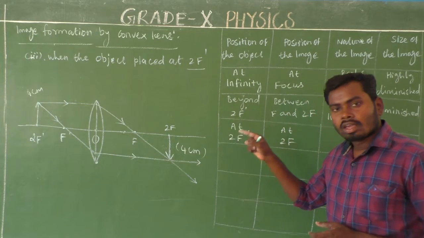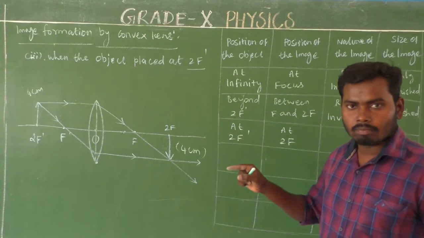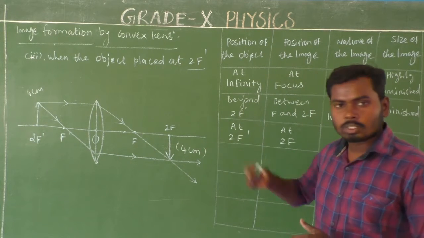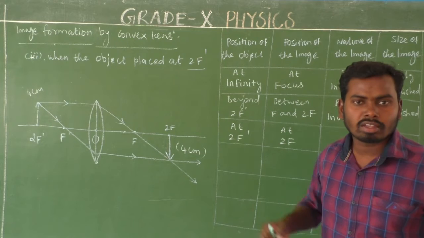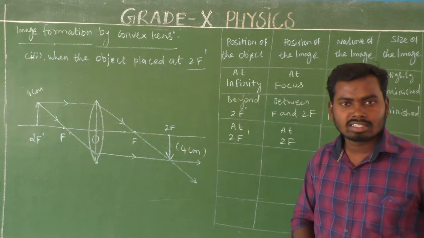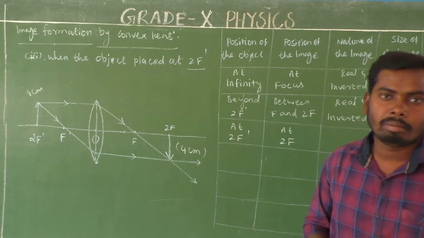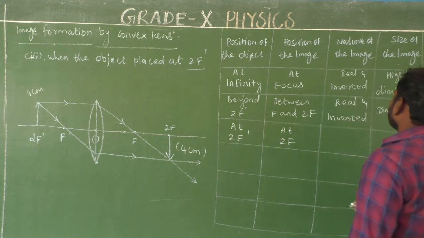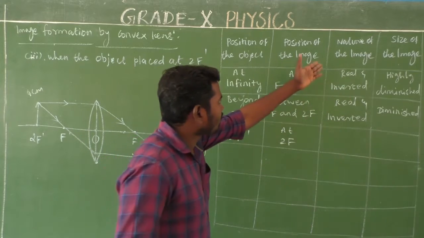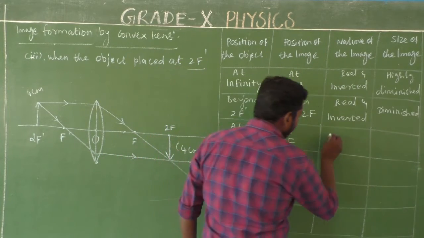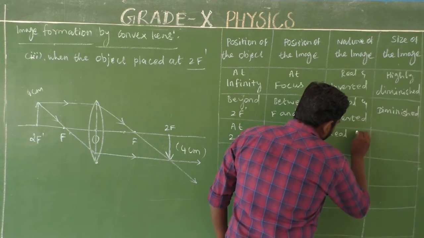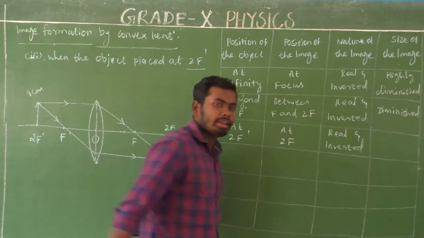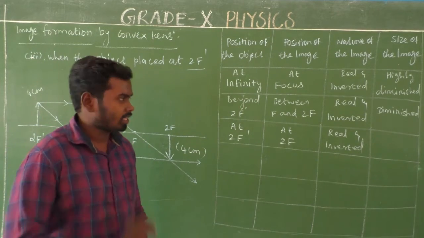Here the image is formed below the principal axis. So what is the nature of the image? This image is considered as a real image as well as an inverted image. So write in the tabular column the nature of the image: real and inverted image. Is it clear? Yes, very simple.